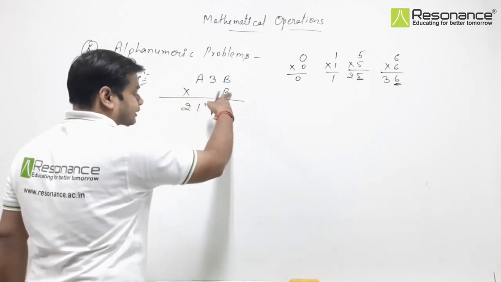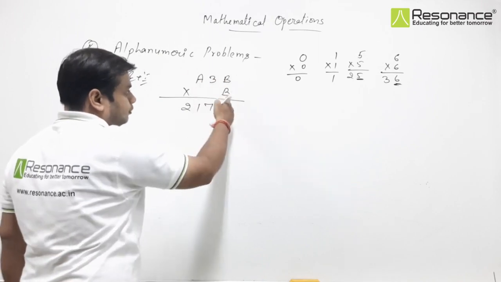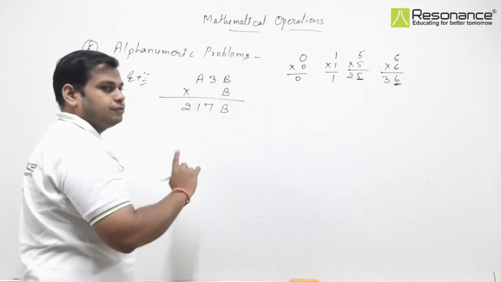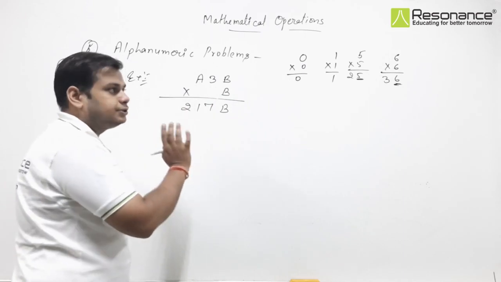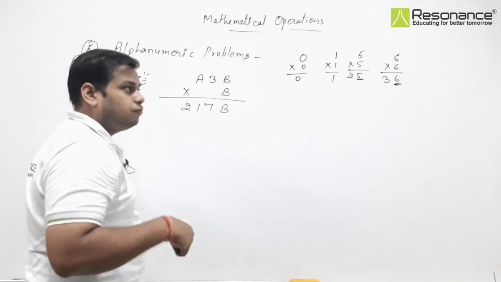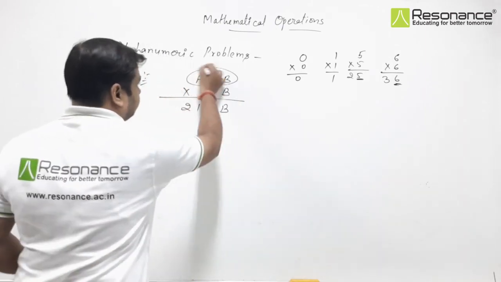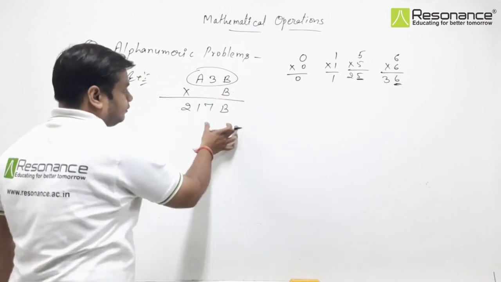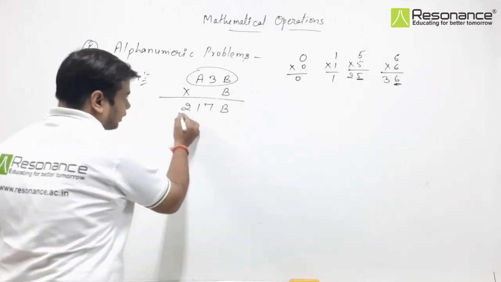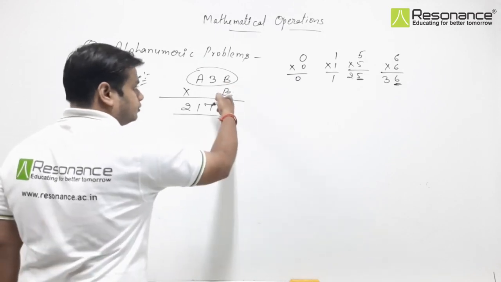We cannot apply 0, because if we apply 0, then this whole number when multiplied by 0 will give us 0, but we don't have 0 as the solution. We cannot apply 1 also. Why? If we apply 1, then a 3-digit number multiplied by 1 will give us a 3-digit number, but we have a 4-digit number. So we cannot apply 1 either.